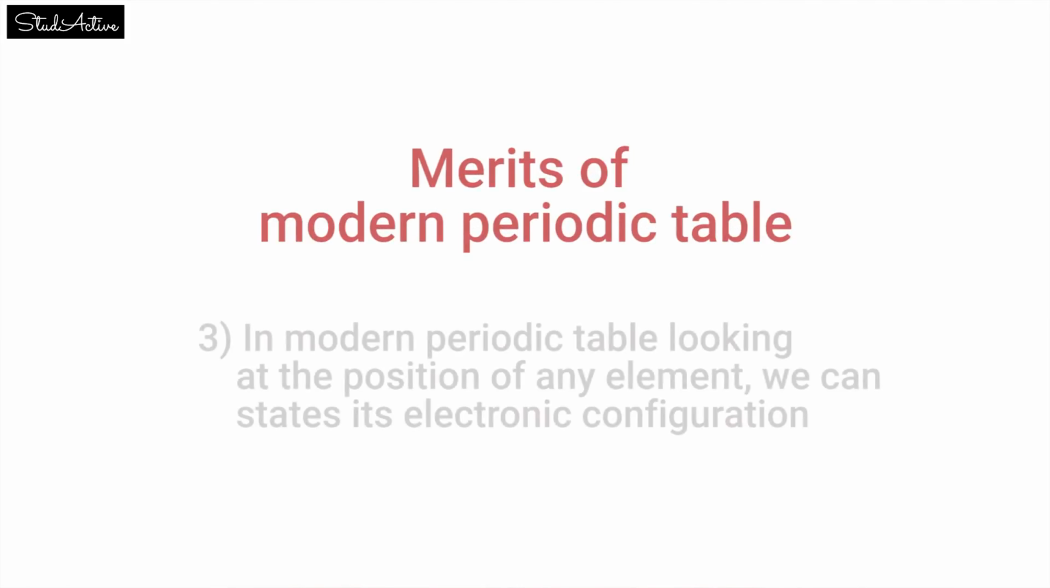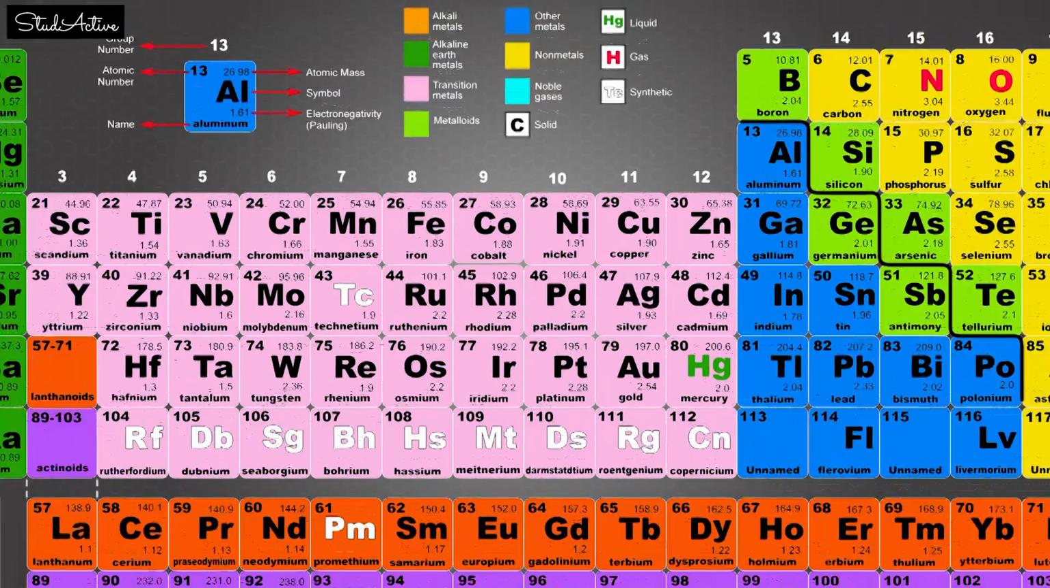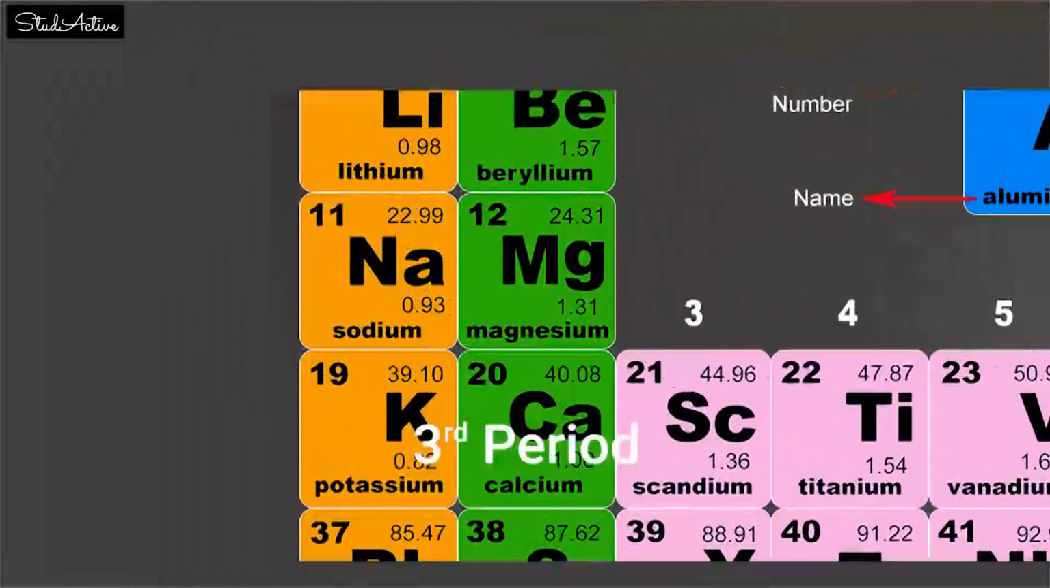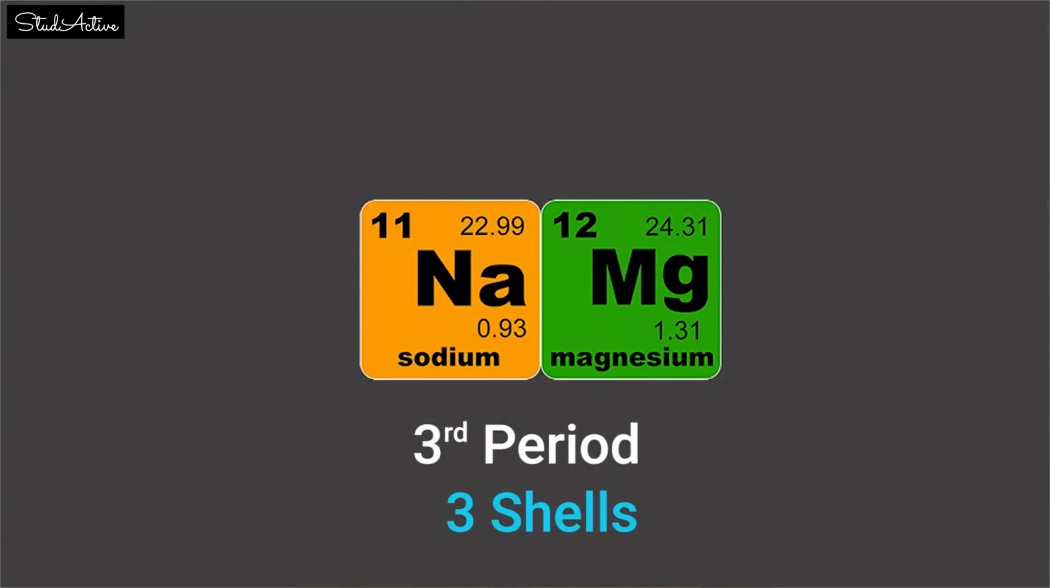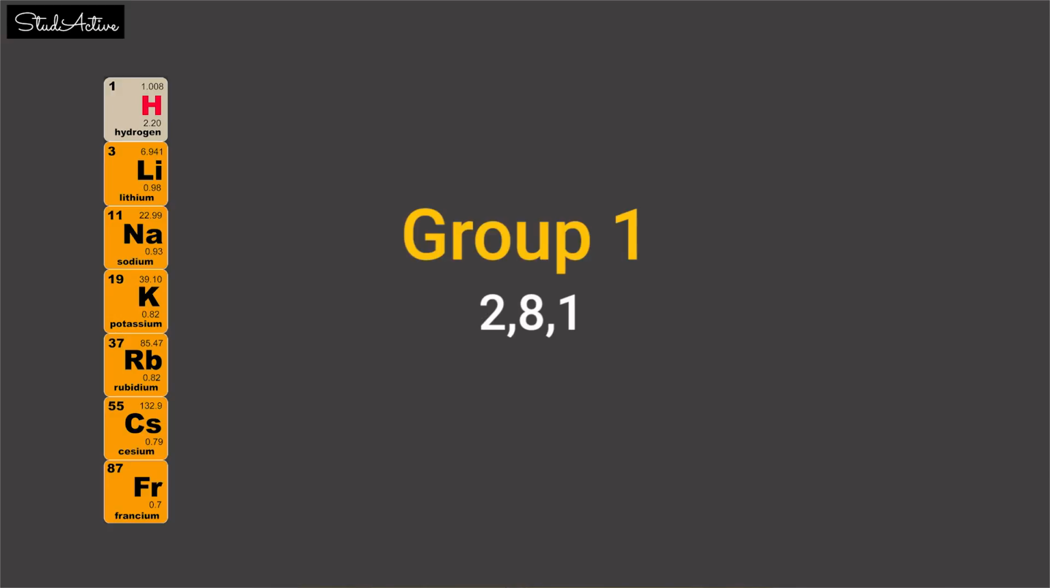Next, in modern periodic table, looking at the position of any element, we can state its electronic configuration. For example, let us pick up sodium. Since sodium belongs to third period, hence it will have 3 shells. Also, sodium belongs to group 1, hence the last shell will have 1 valence electron. Hence, the electronic configuration of sodium is 2, 8, 1.